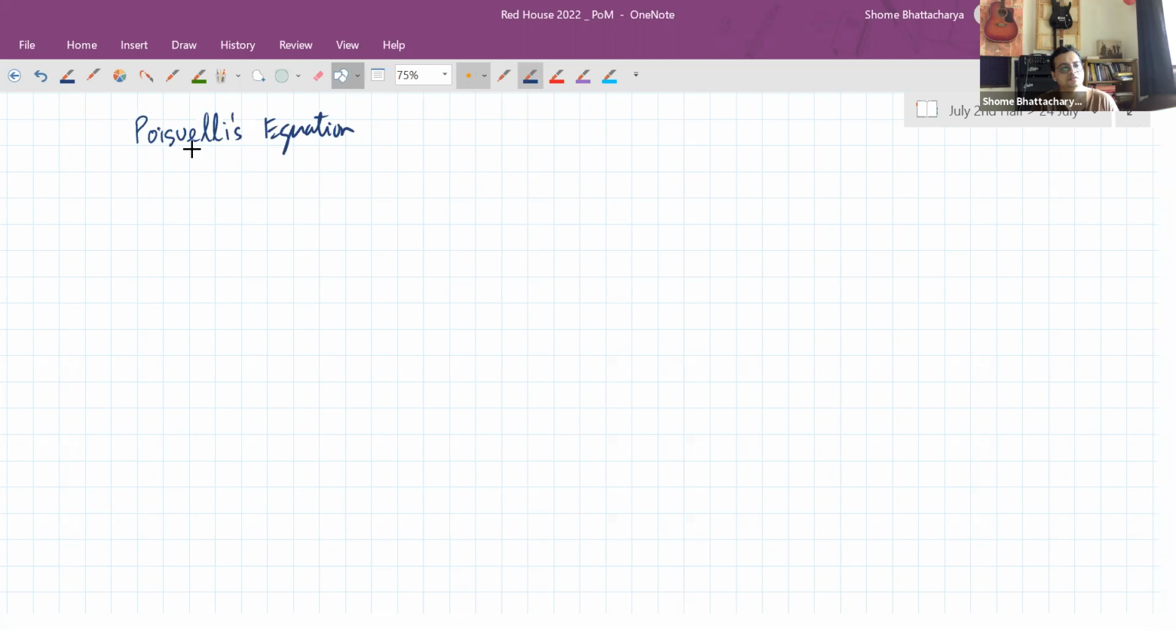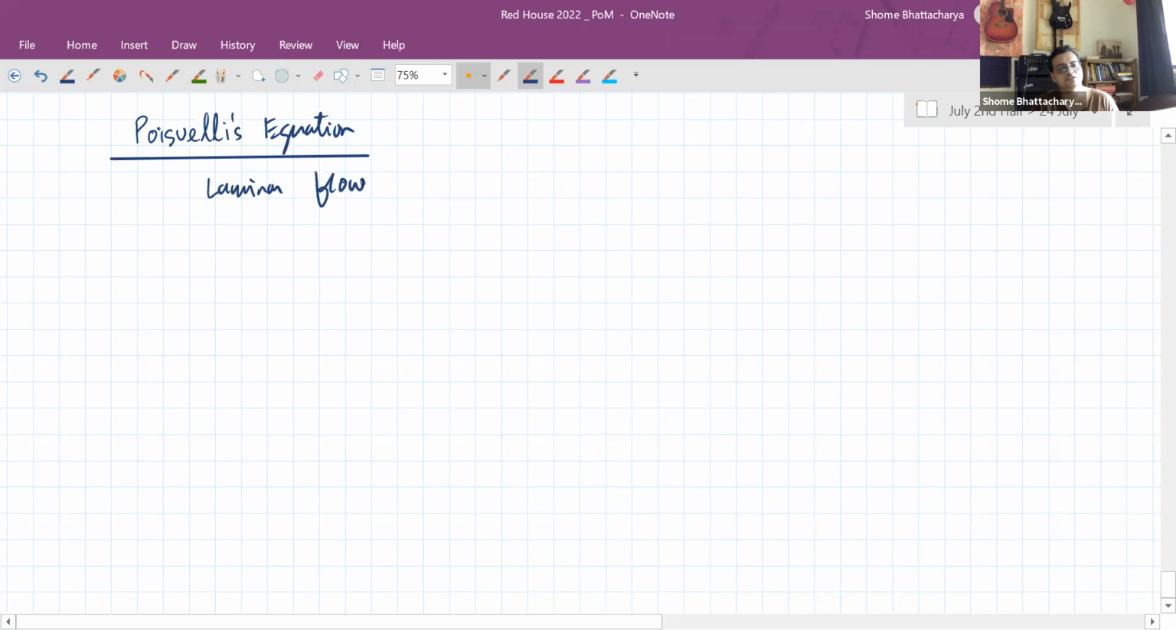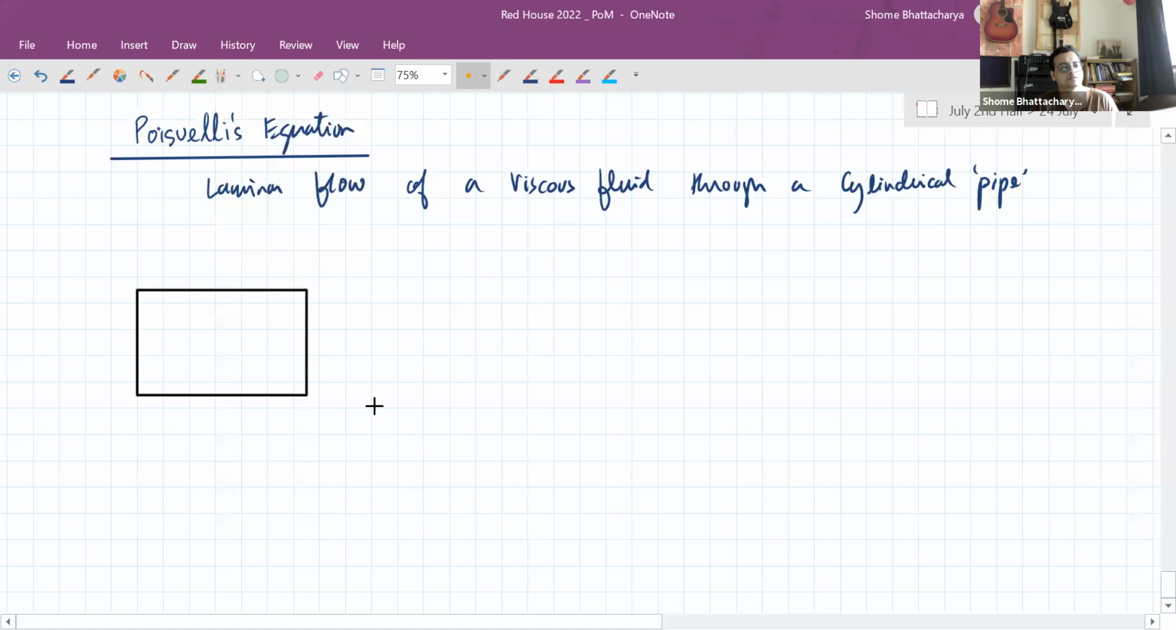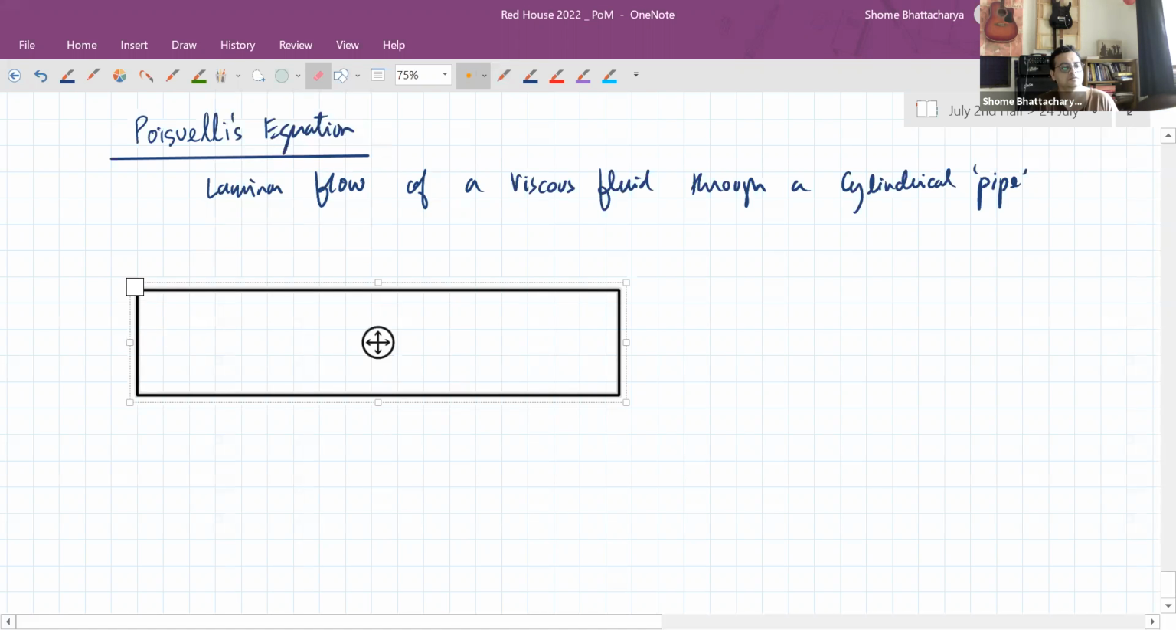It gives us the condition for laminar flow of a viscous fluid through a cylindrical pipe. So what this equation does is it tells us that, for example, this is a section of a cylindrical pipe, it need not be the full cylindrical pipeline itself, and some kind of viscous fluid is in flow through it.